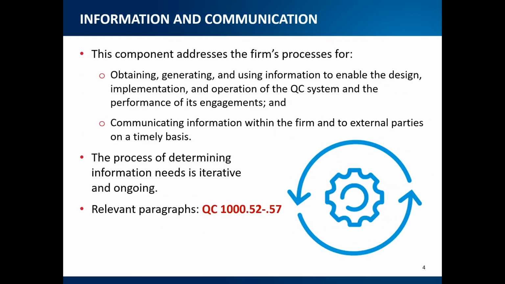The information and communication component addresses the firm's processes for obtaining, generating, and using information to enable the design, implementation, and operation of the QC system and the performance of its engagements, and for communicating information within the firm and to external parties on a timely basis. The processes within this component serve the critical function of generating, gathering, and disseminating the information needed for the firm, including the QC system, to function. The process of determining information needs is iterative and ongoing. As the nature and circumstances of the firm change, information needs also change. The information and communication component of the QC system operates over this area of the firm's operations.